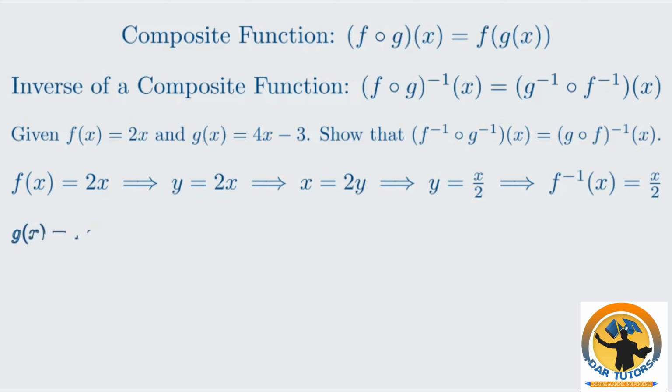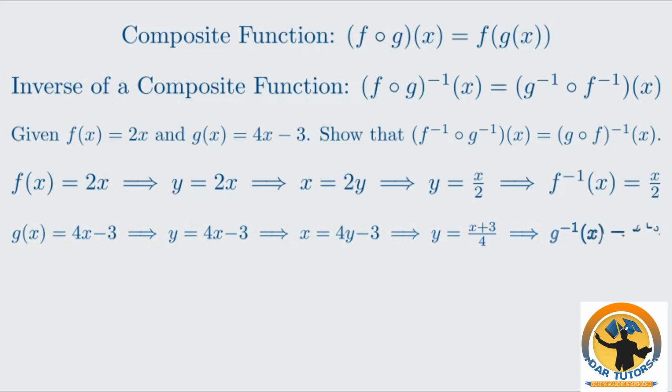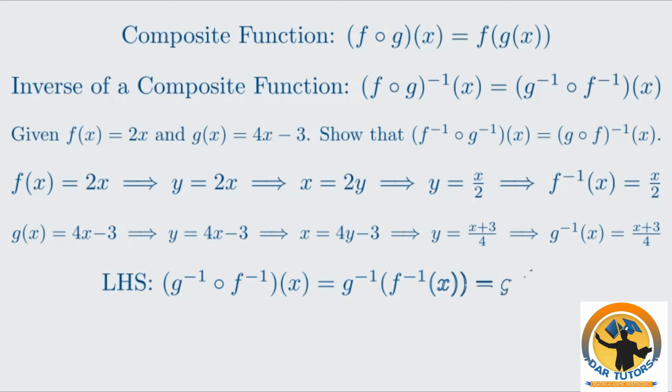For g of x equals 4x minus 3, swapping x and y gives x equals 4y minus 3. Solving for y, we get y equals x plus 3, all over 4. So g inverse of x is x plus 3, all over 4. Now, let's calculate the left side of our equation, g inverse of f inverse of x. This means we substitute f inverse of x into g inverse of x. So we have g inverse of x over 2.